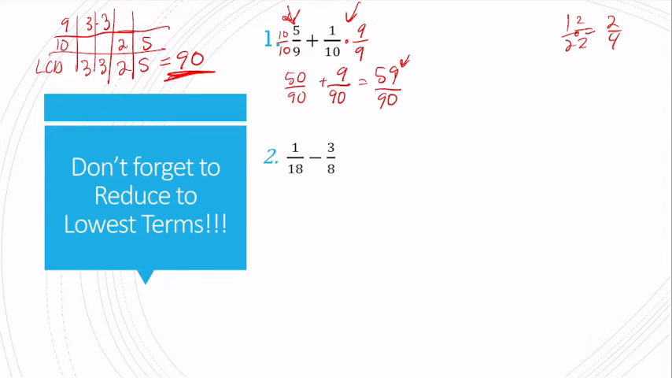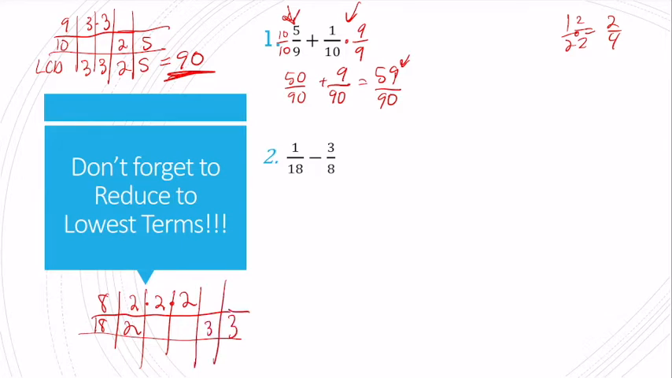All right, next I have 1/18 minus 3/8. 8 factors into a 2 times a 2 times a 2. 18 factors into 2 times 3 times 3, right? 2 times 9. So my lowest common denominator is going to be 2 times 2 times 2 times 3 times 3. So that gives me 8 times 9, which is 72. That's my lowest common denominator.